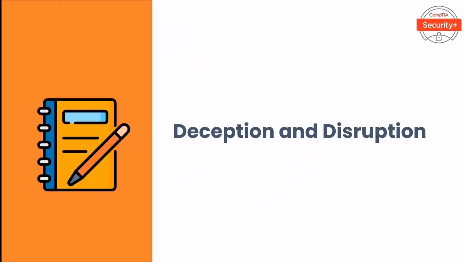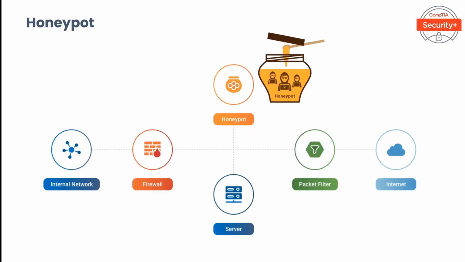Now let's talk about deception and disruption. First topic is about honeypot. The honeypot may be the original deception technology. A honeypot can be used to identify the level of aggressive attention directed at the network and may be used to study an attacker's common methods of attack.